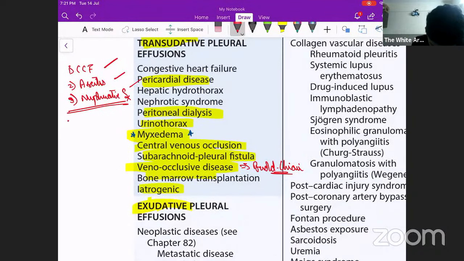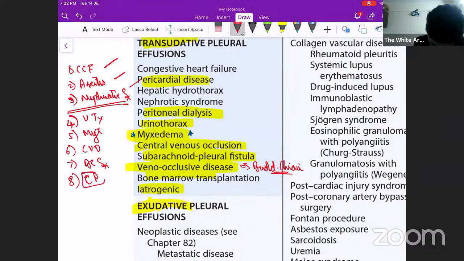Apart from this, what is important is urinothorax, mixed edema, central venous occlusion, Budd-Chiari syndrome, and very important, constrictive pericarditis.